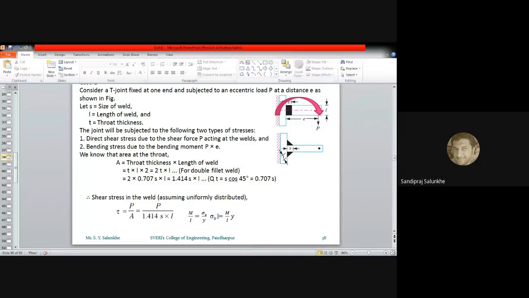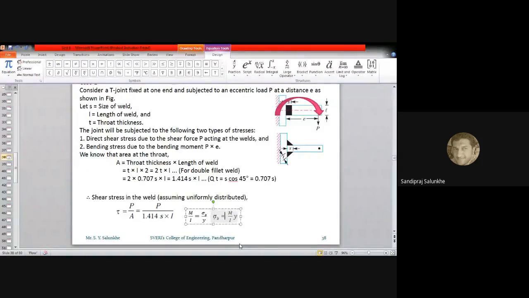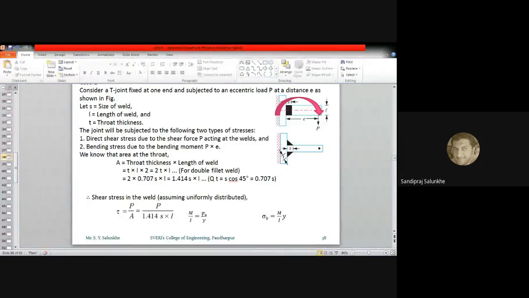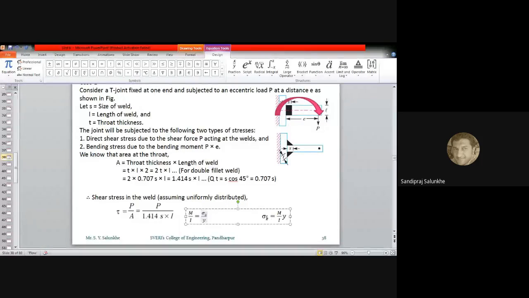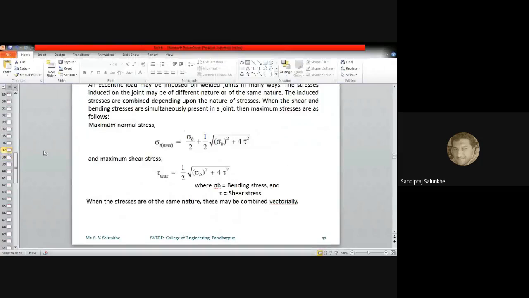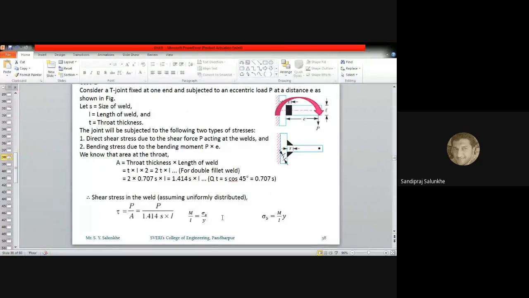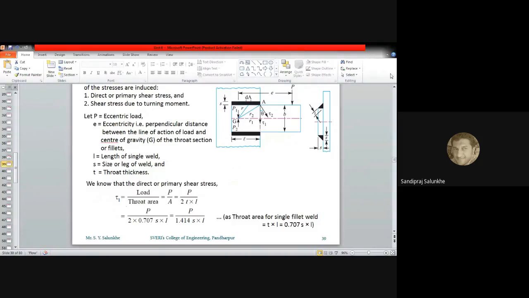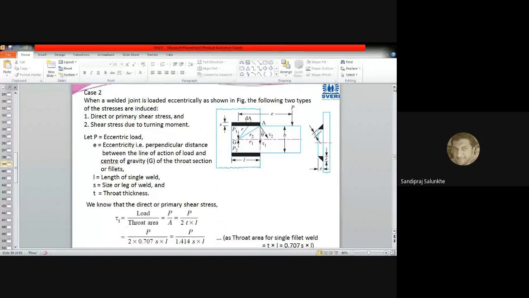Now, by means of these two formulas, we can calculate sigma B and tau, and we can use these to calculate the maximum normal stress and maximum shear stress. For both these cases, we can calculate the thickness of that weld, that is the throat thickness, as well as the length of that weld. Now, the second case we are going to consider is also for eccentric loading. In that case, this plate is subjected to the eccentric loading.